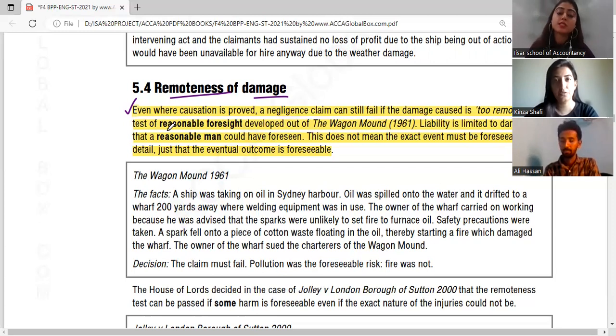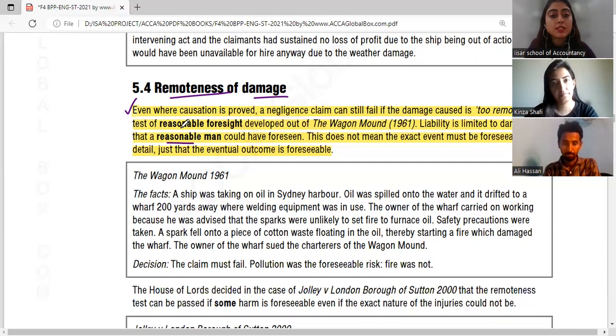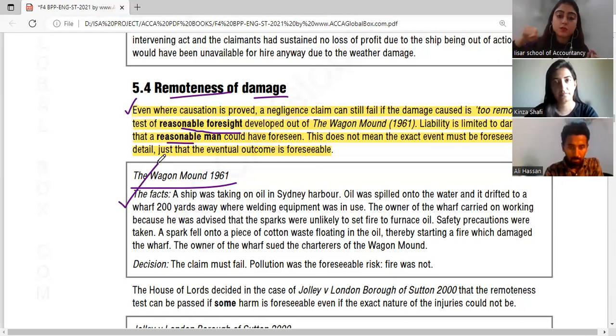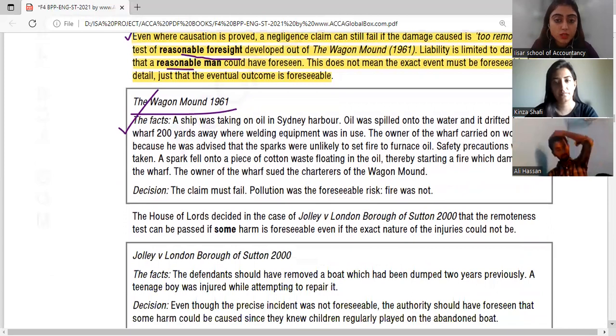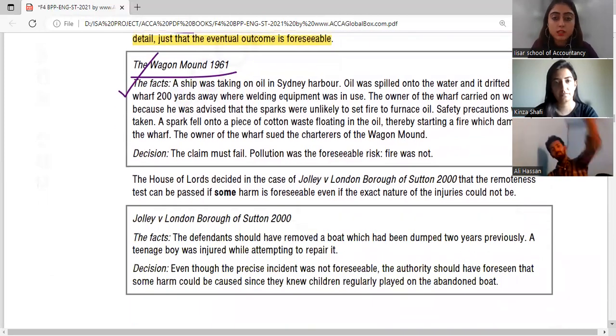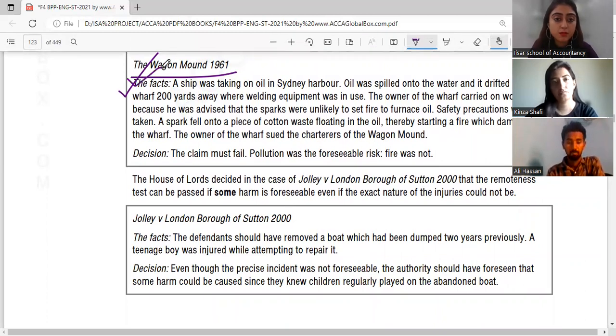Anyways, remoteness of damage says that we had no idea and we were not reasonably foreseeing that this could have happened. The case is the Wagon Mound case, which we have discussed already, about the ship going on the Sydney Harbour, the oil spills and floats on the ocean to the seaside and the factory catches fire. So it was not foreseeable, the damage was remote and therefore the company was not held responsible. I hope you will remember this case, the Wagon Mound.